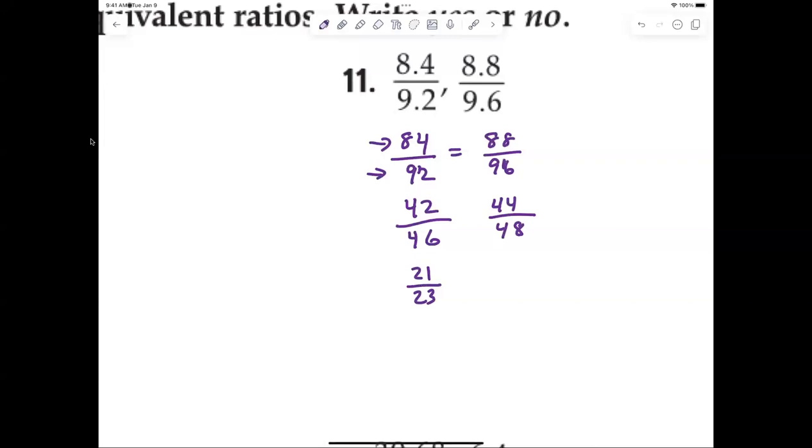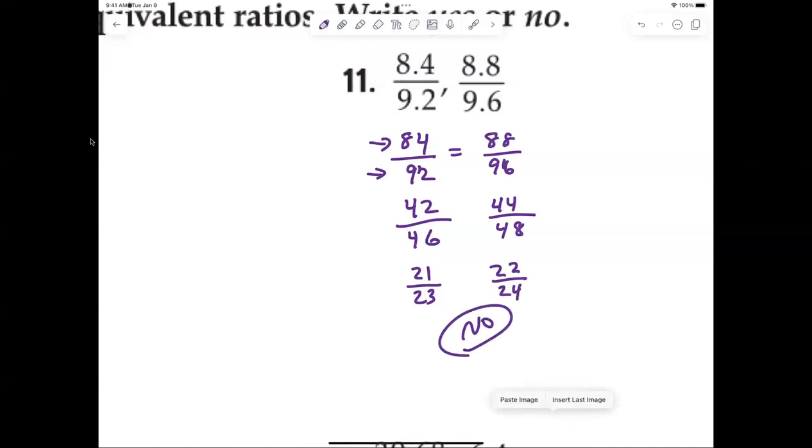Now reduce it by 2 again. 2 goes into 44, 22 over what? So are they equivalent ratios? Now can you look at it and say there's obviously it's not equivalent? Does everybody agree with that? So that's a no. All right, that's a no.